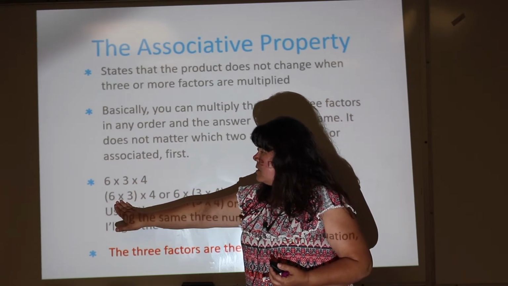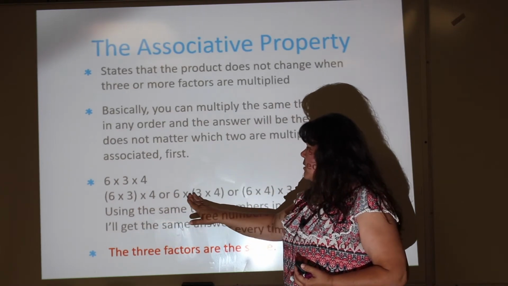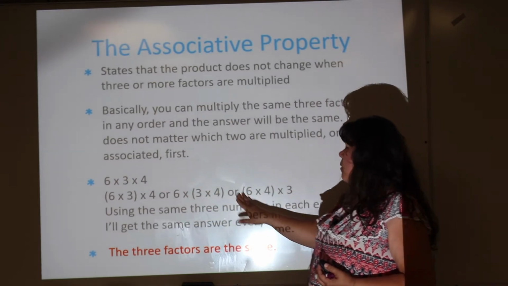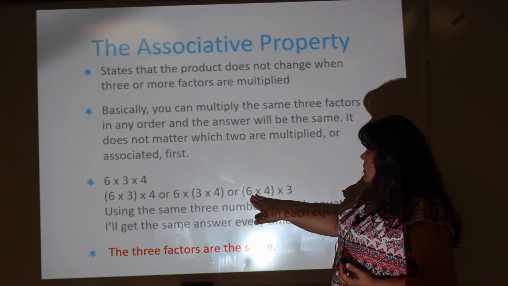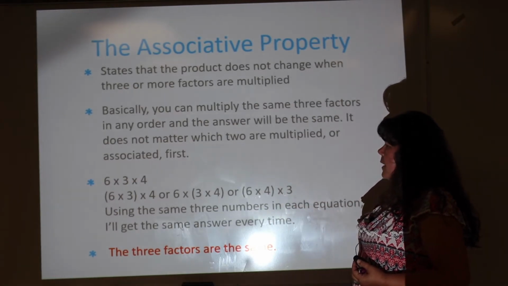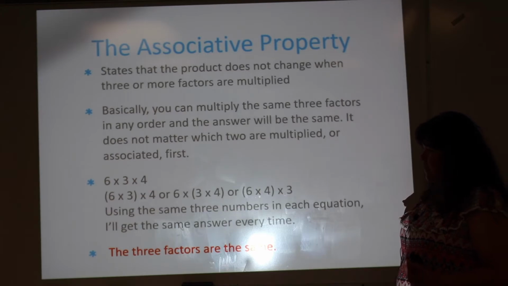So I can do 6 times 3 first and then times 4. Or I could do 3 times 4 first and then multiply the 6. Or I could do 6 times 4 first and then multiply the 3. Using the same 3 numbers in each equation, I get the same answer every single time.